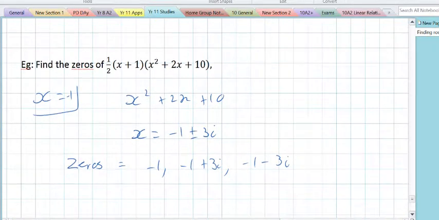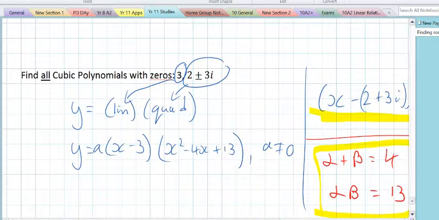Alright, so now we know how to find zeros of a cubic given that form. And we know how to find a cubic given 3 zeros. Okay?